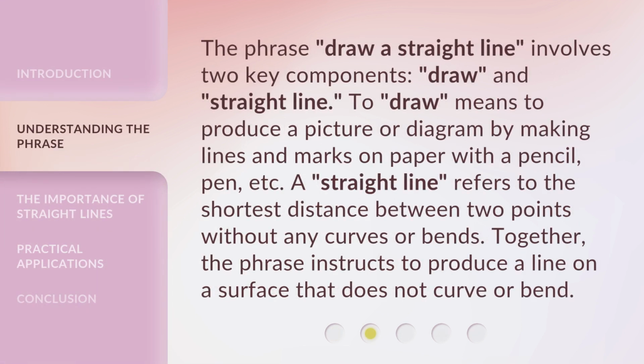The phrase, draw a straight line, involves two key components: draw and straight line. To draw means to produce a picture or diagram by making lines and marks on paper with a pencil, pen, etc. A straight line refers to the shortest distance between 2 points without any curves or bends. Together, the phrase instructs to produce a line on a surface that does not curve or bend.